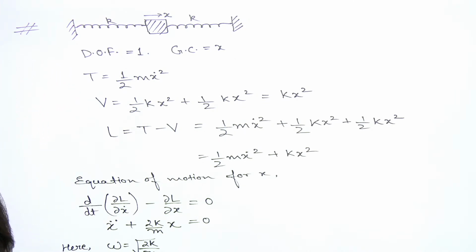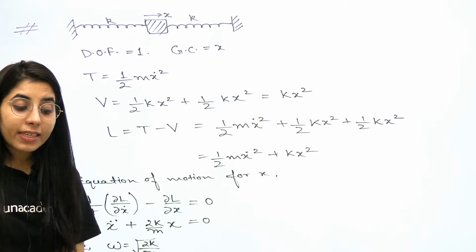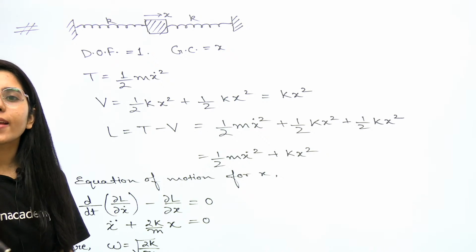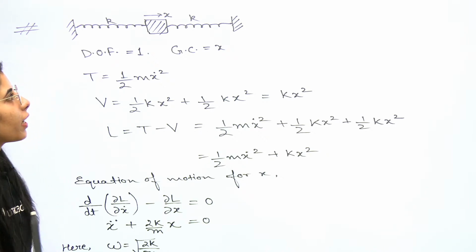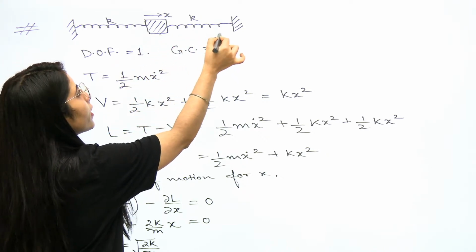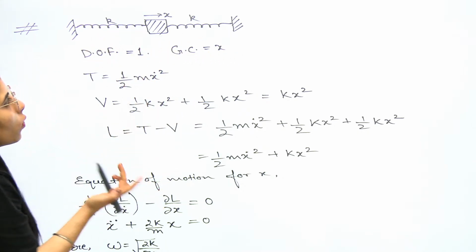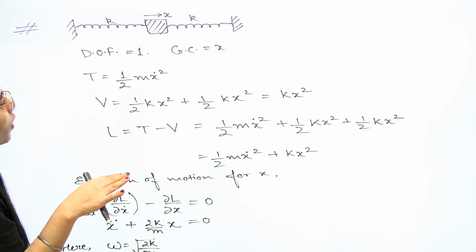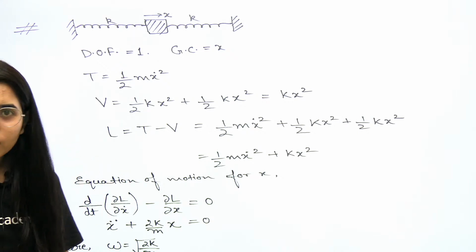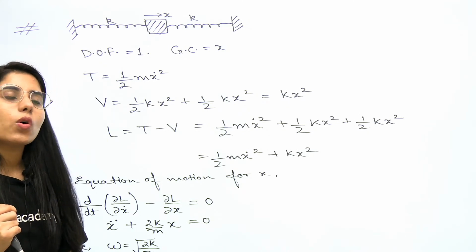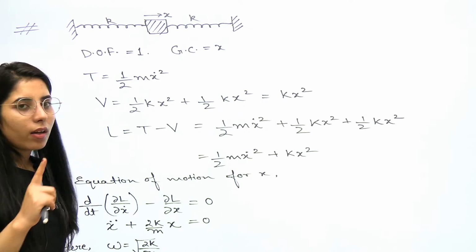Arundhati, in this case, you just need to consider in how many directions or in how many ways this block can move. So only in one way. Either it can go this side or it can go this side. It cannot go any other side. Only this type of motion we are considering. So it is moving about the x-axis only. It can't move in any other direction. So the degrees of freedom will be 1.